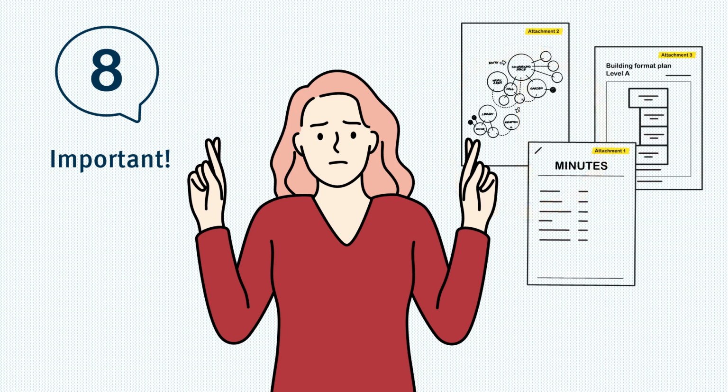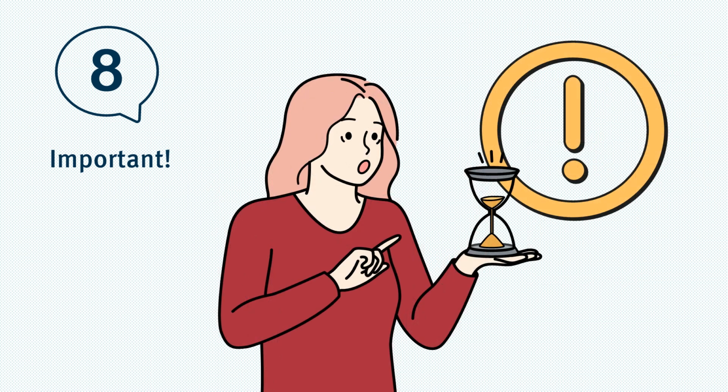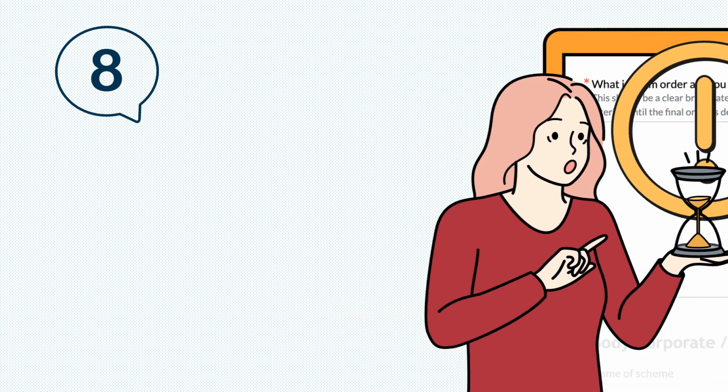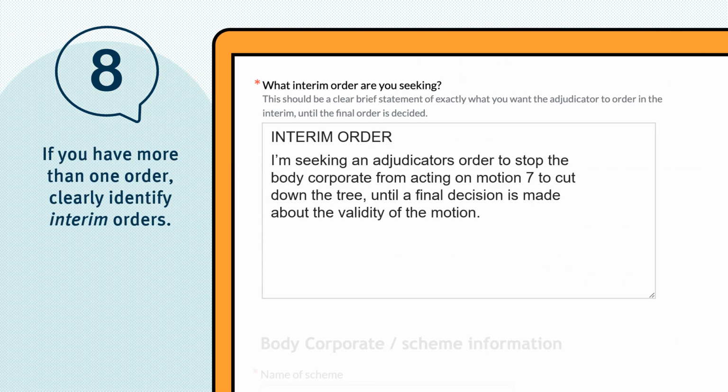It is important to understand that you still need to provide evidence that you attempted to resolve the issue first. You may remember Sam asked the Body Corporate not to remove the tree. And requesting an interim order doesn't guarantee you'll be granted one, or that it will be made within the time frame you want. If you're seeking more than one order, clearly identify which ones are interim orders.